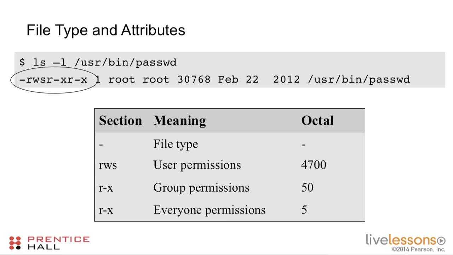50 is what we have for the group, 5 being read and execute. So we count 4 for the read and 1 for execute, gives us 5, and then 0. And then the last one is everyone else's permission, which is 5. So read and execute is octal 5.